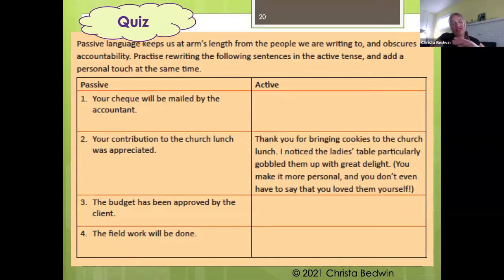You also notice this turns the sentence backwards and forwards, which is another thing I often have to do with people who have the habit of writing these backwards sentences. Instead of "the field work will be done," again, that's the same thing. We don't know who's riding the horse, right? Who is doing the field work? We want to say, "our subcontractor will do the field work," or "we will do the field work."